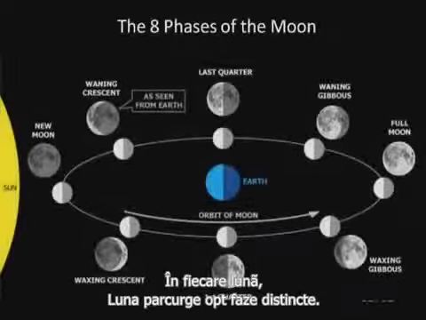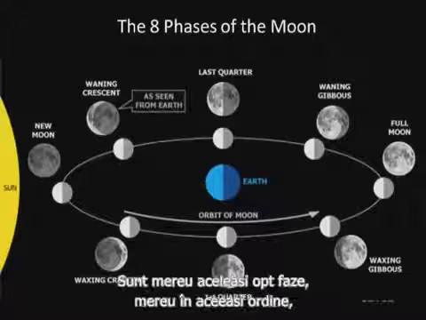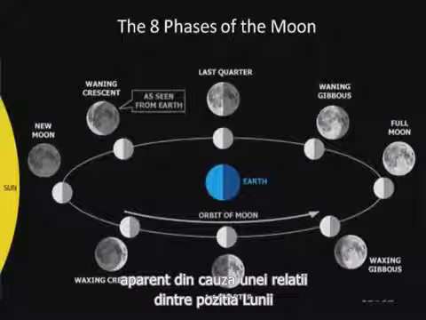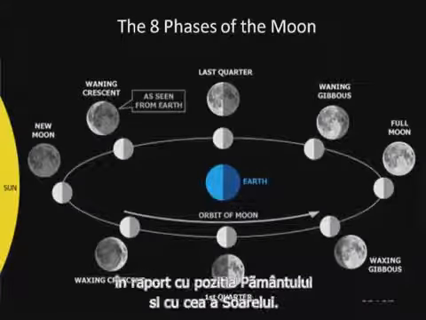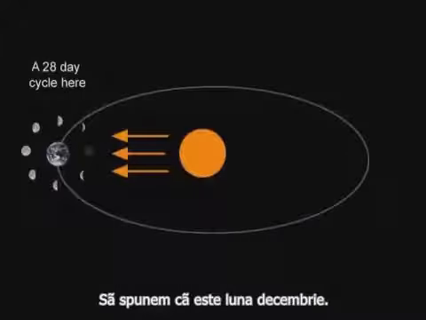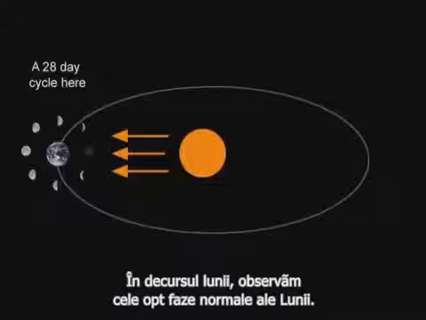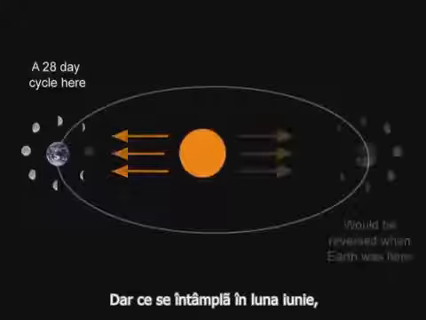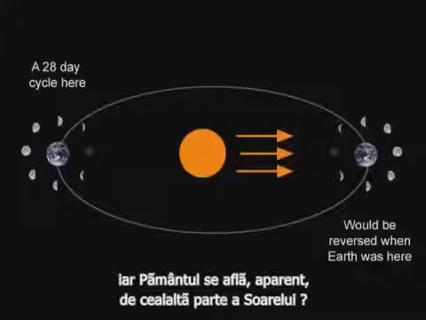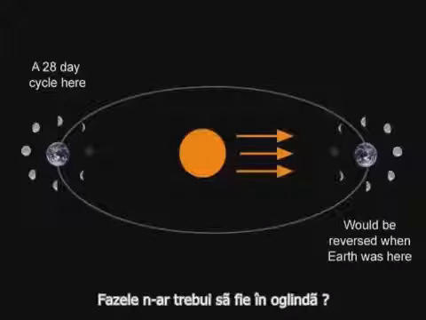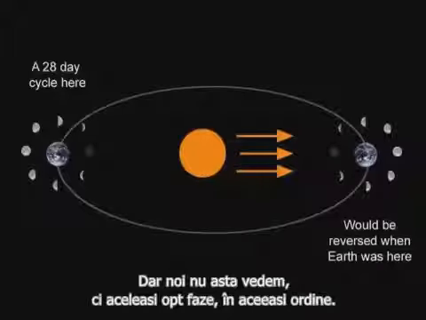Every month the moon goes through 8 distinct phases. Always the same 8, always the same order. Supposedly because of a relationship between the position of the moon relative to the position of the Earth and the Sun. So let's say it's December, and throughout the month we see the normal 8 phases of the moon. But what happens when it's June and the Earth is supposedly on the other side of the Sun? Shouldn't the phases be reversed? That's not what we see. We see the same 8 phases in the same order.